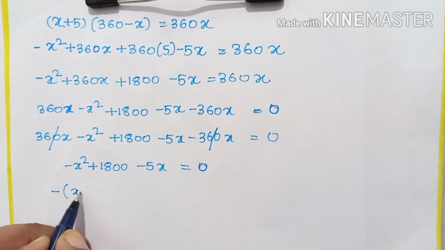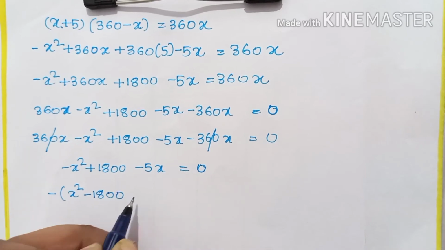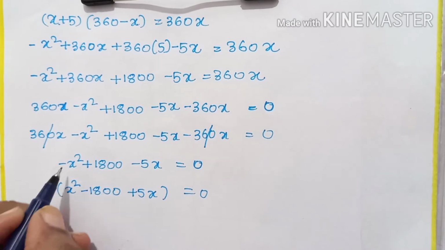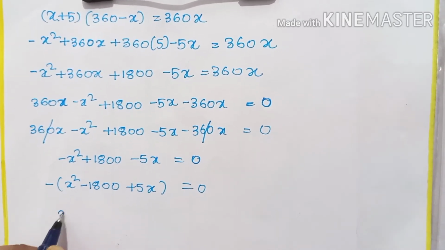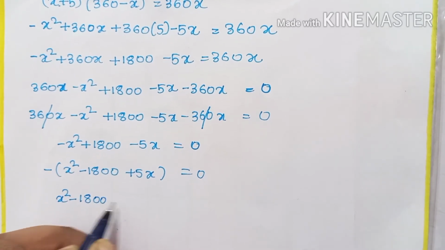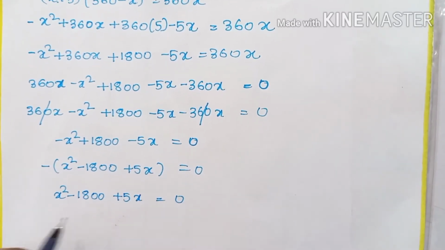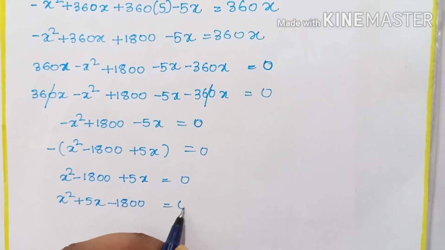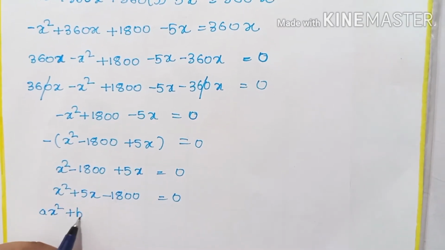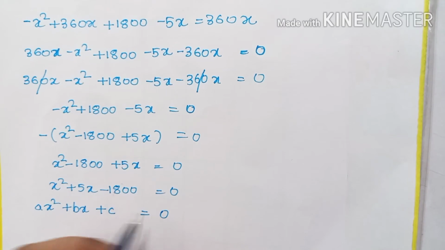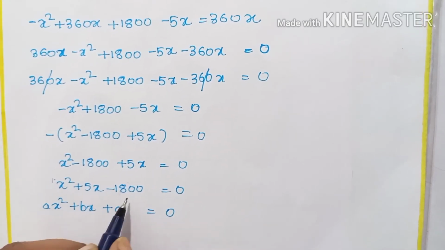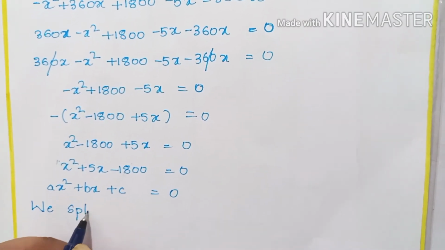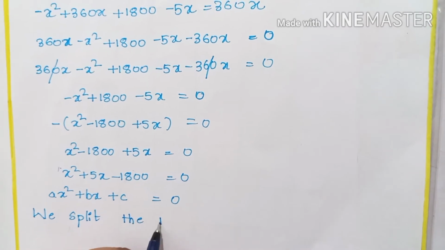Now taking minus common, x square minus 1800 plus 5x equals 0. Why do we need to take minus common? Because the x square term should always be positive. So x square plus 5x minus 1800 is 0. Now we got it in the form of ax square plus bx plus c. To find the roots, either you can use the formula, otherwise splitting the middle term. Now we split the middle term.